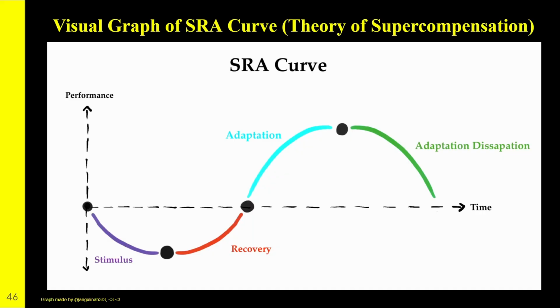Here's a visual graph of the SRA curve from the theory of supercompensation. On the y-axis, it is the performance. On the x-axis, it is the time. So after we apply the stimulus to our body, our performance is going to drop below our baseline. And then afterwards, we're going to recover as we return to the baseline. And there's going to be a short period of time where adaptation takes place. And that is the supercompensation phase, where our performance is going to be above our baseline.